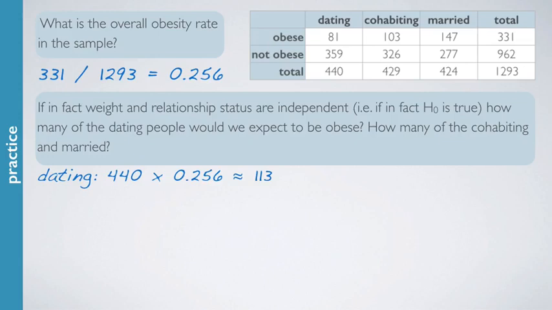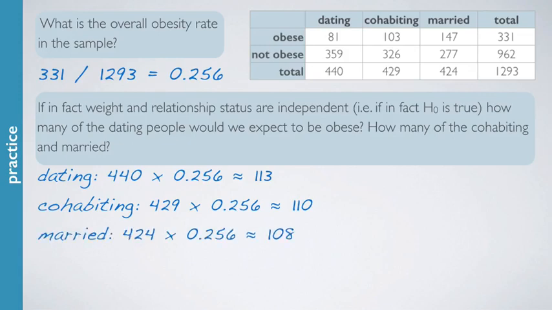We can see that the observed number of people who are dating and obese, 81, is actually much lower than what's expected under the assumption that the null hypothesis is true. Similarly, for cohabiting people, we take the overall number of people who are cohabiting, 429, and multiply that by the overall obesity rate, 0.256, which yields 110 as the expected count. And for married people, that's 424 times 0.256, 108. The expected count this time is much lower than what's actually observed.